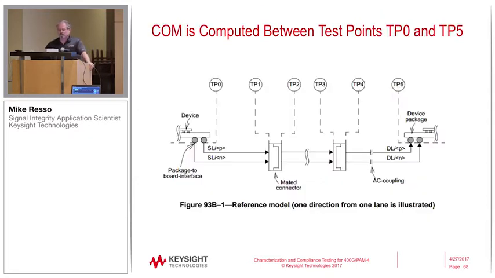So where are the COM test points? Looking at this standardized drawing from one of the IEEE specs, it's between TP0 and TP5. You can see TP0 is at the BGA to board plane for the transmitter, going through all of the channel and interconnect, whatever it may be. And then you're measuring at TP5 right before the BGA of the receiver.